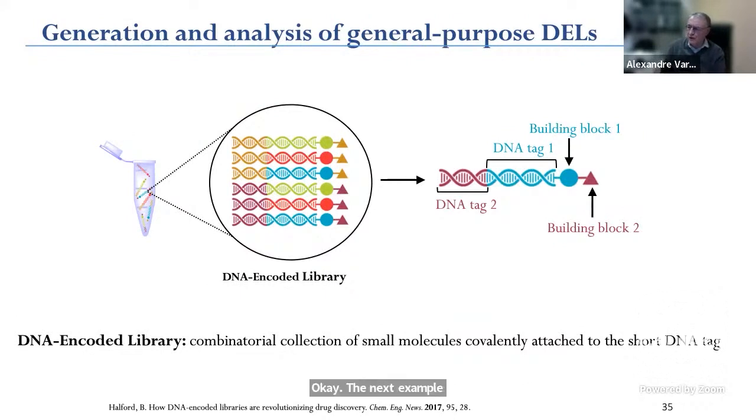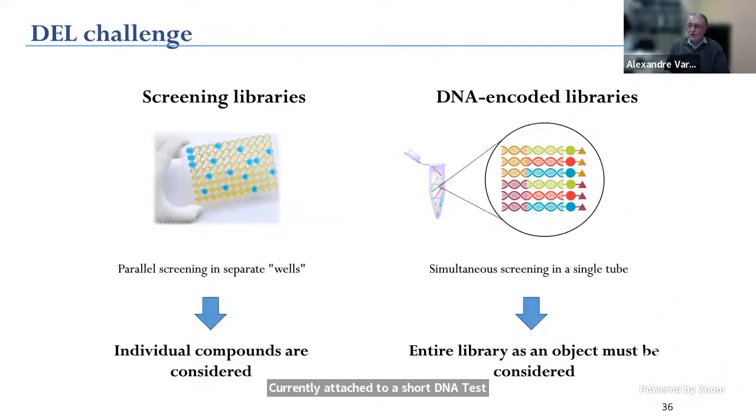Okay, the next example concerns generation and analysis of general purpose DNA encoded libraries, or DEL. Each library represents a combinatorial collection of small molecules covalently attached to a short DNA tag. DNA technology is now widely used because it represents a valuable alternative to classical screening. Unlike parallel testing of compounds in separate wells in classical screening, the entire DEL is tested against a biological target in a single pot.